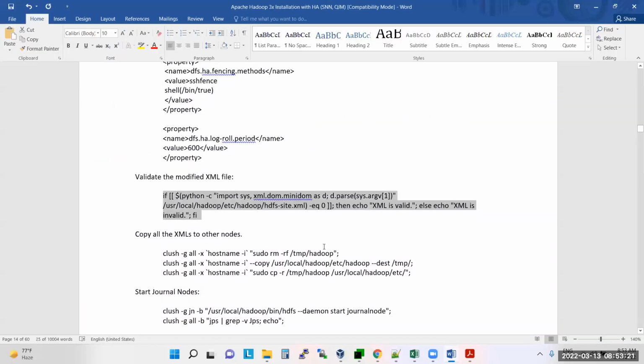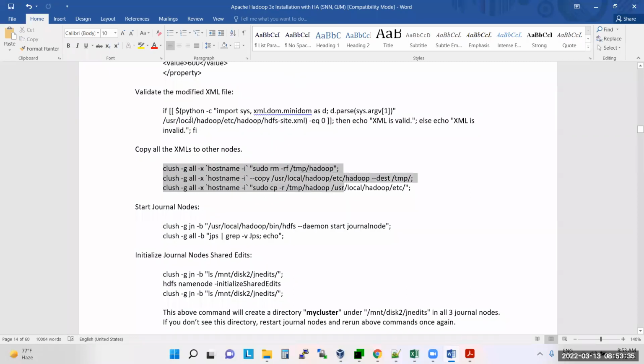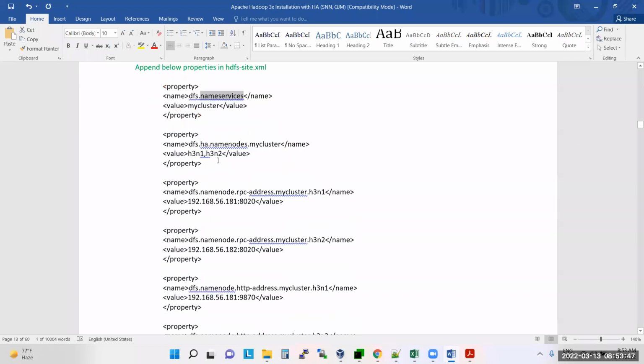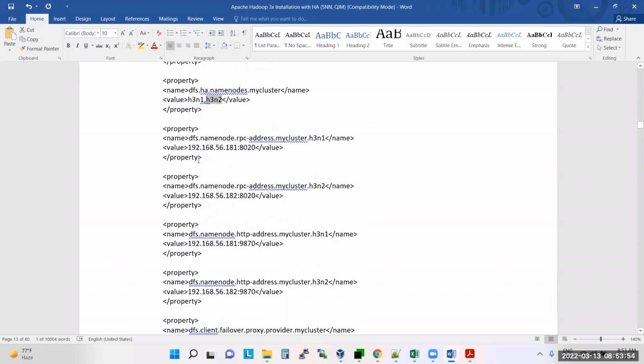Then what next? Okay, so now what properties are added here? Let us see. Here, name services. What are the name nodes? The common name for both the name nodes is my cluster. Under my cluster, how many name nodes do we have? S3 N1 and S3 N2. See, this is the S3 N1 IP address, and this is the S3 N2 IP address.